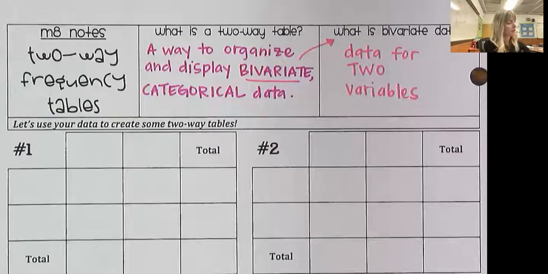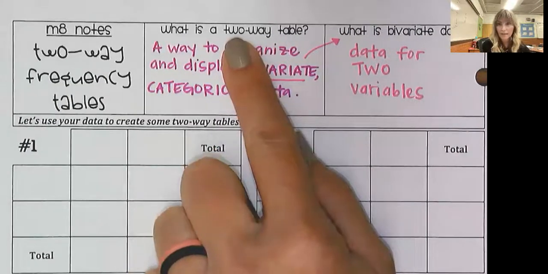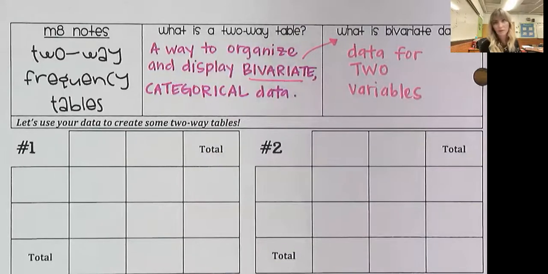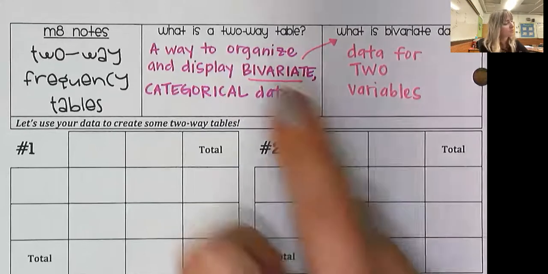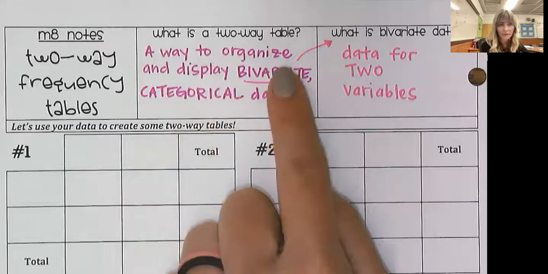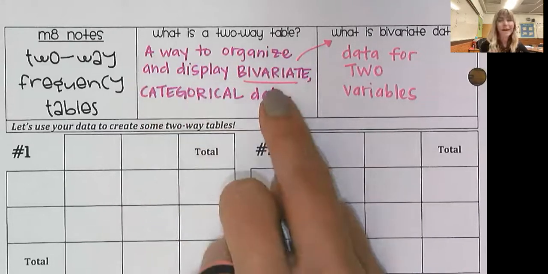We are starting with creating something called a two-way table. We're going to make 4 of them, actually, if you look down on your paper, and we're going to create these out of your data that I gathered from you in the Google form. So it says, what is a two-way table? It is a way to organize and display bivariate.